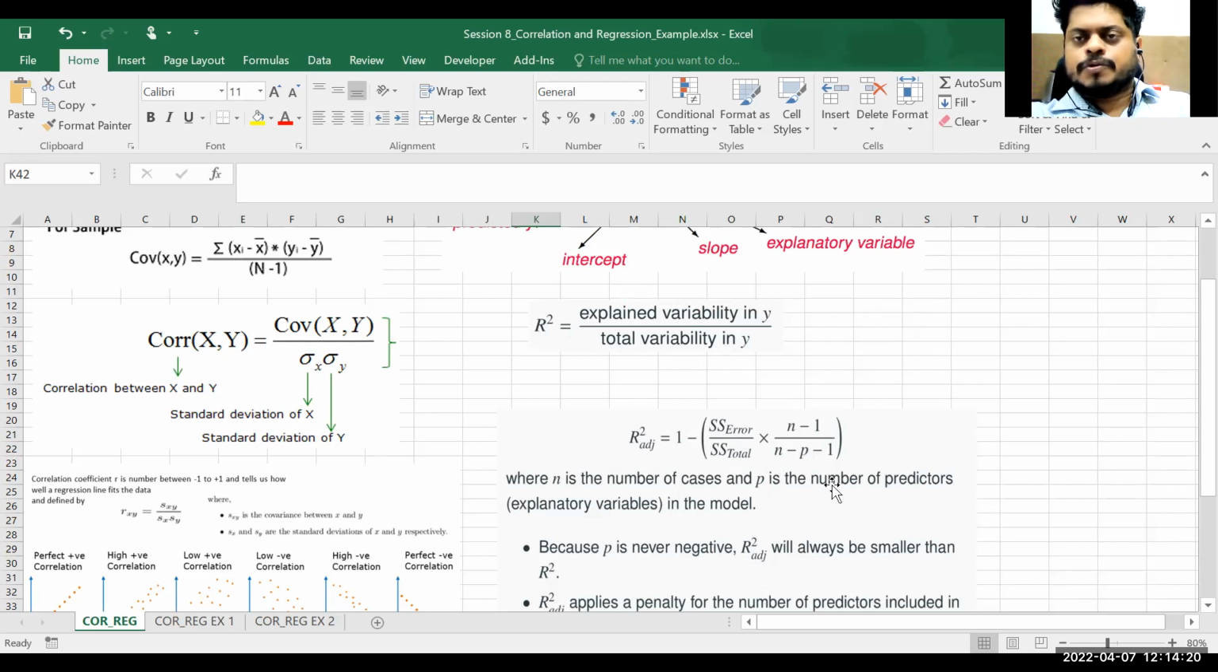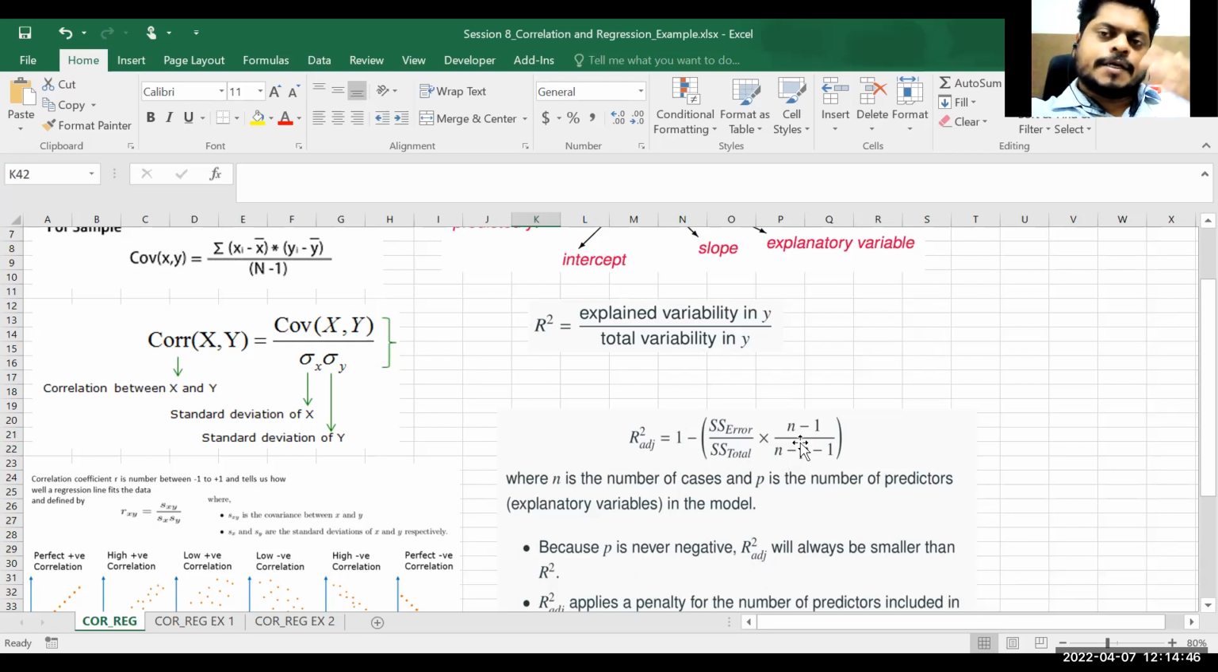So what does it do? Let's say I have 100 observations and only one predictor. Let's say SS error over SS total is some constant value. Then it is 100 minus 1 divided by 100 minus 1 minus 1, which is 98. So 99 divided by 98 will come around 1.00 something, right?